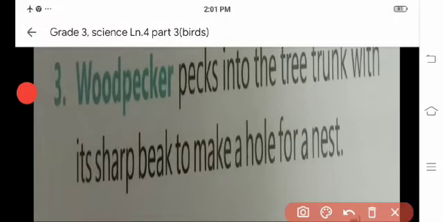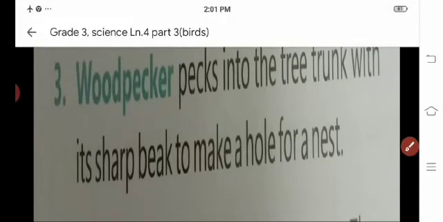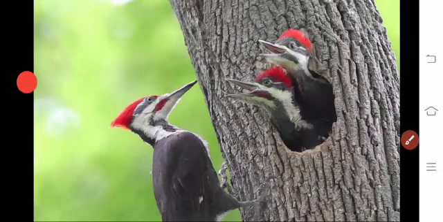Next is the woodpecker. Already we have studied about the woodpecker, isn't it? Yes. The woodpecker pecks into the tree trunk with its sharp beak to make a hole for a nest. What have we already studied about the woodpecker? The woodpecker makes holes in the tree to get insects from it, isn't it? Yes. You see the woodpecker's house. These are the holes of the woodpecker in the tree. It is the house of the woodpecker.